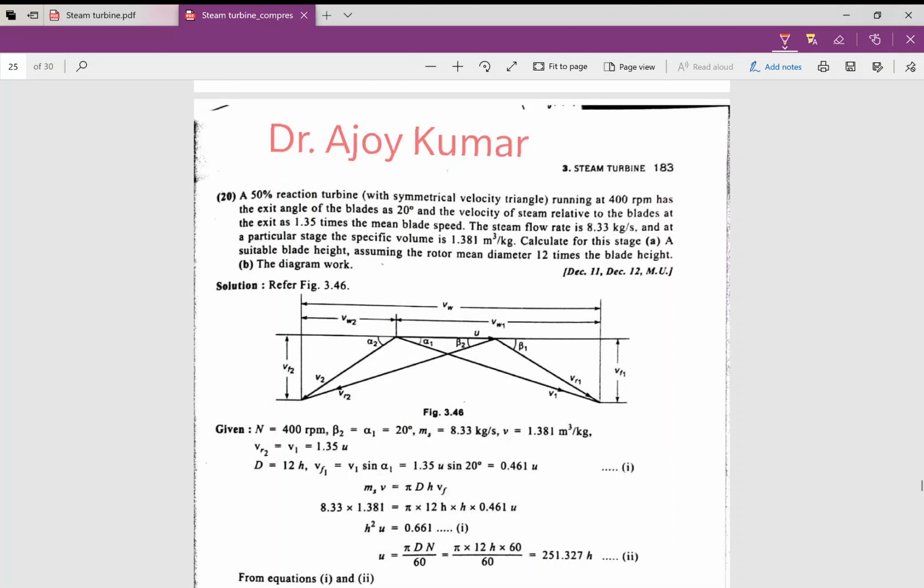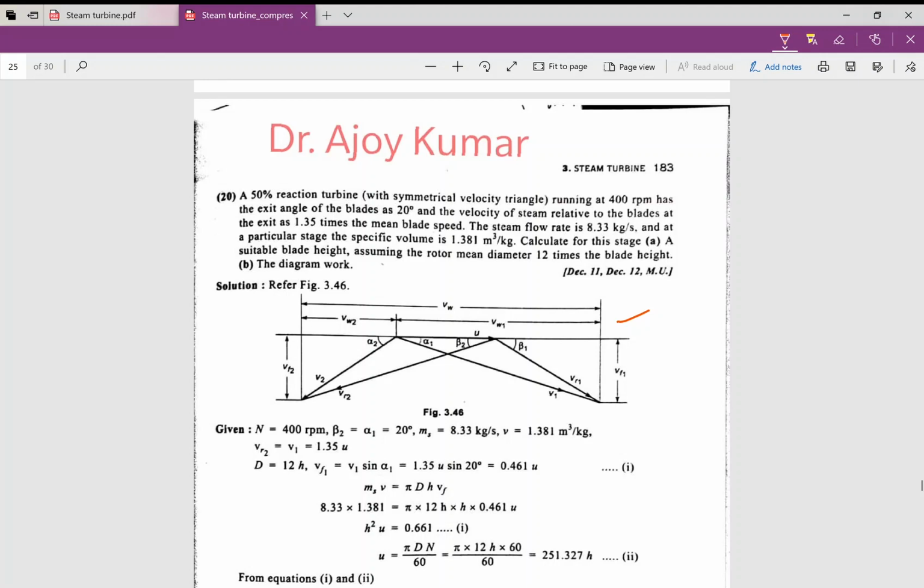Dear students, as we know, a 50% reaction turbine is known as the Parsons turbine, having degree of reaction capital R equal to 0.5. For any reaction turbine, both inlet and outlet velocity triangles are exactly similar. Hence, they are drawn here. So now let us go to the numerical.